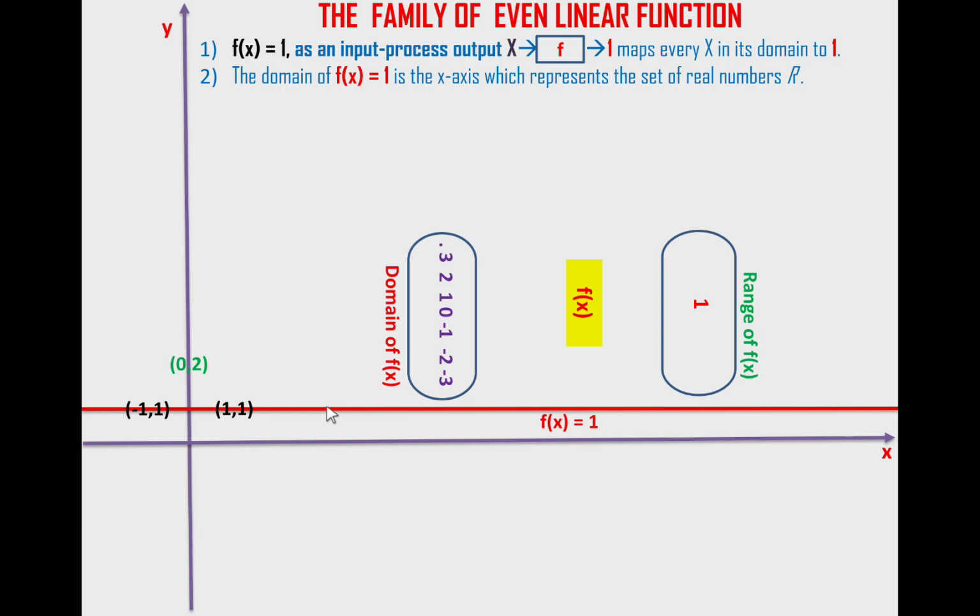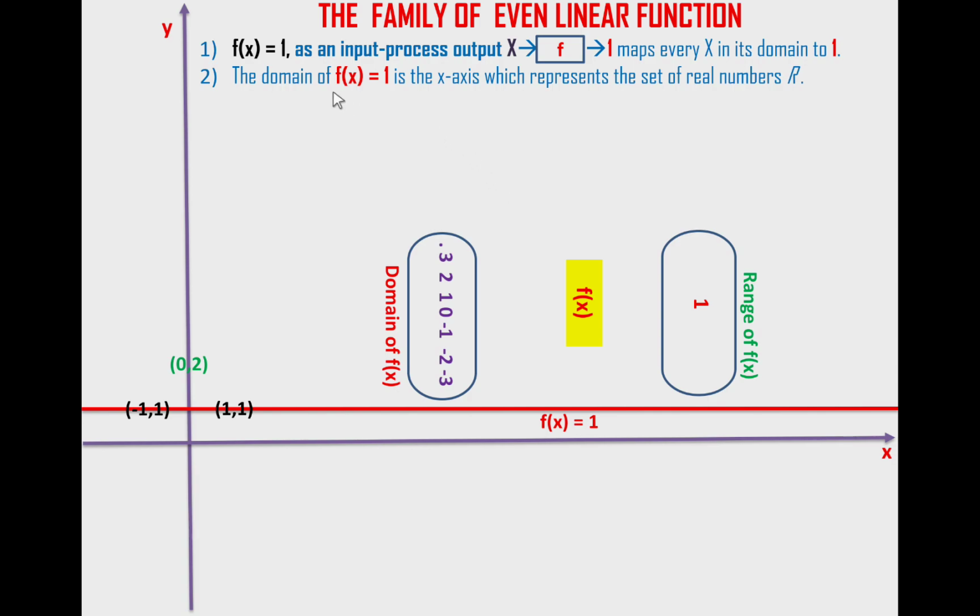That's why the graph which represents f of x equal to 1 is parallel to the x-axis, and every point in the x-axis is a point in the graph of f of x equal to 1 if we draw a vertical line from the point on the x-axis to meet the line f of x equal to 1. So every point in the x-axis is also a point in the function as far as its x component is concerned.